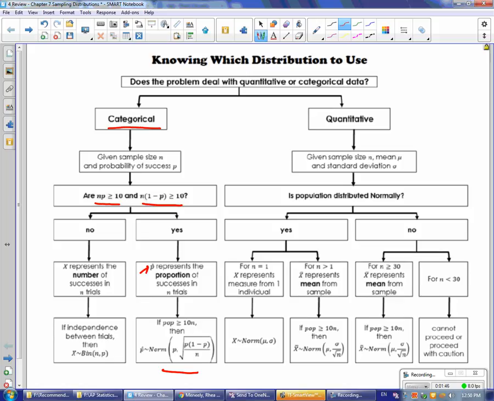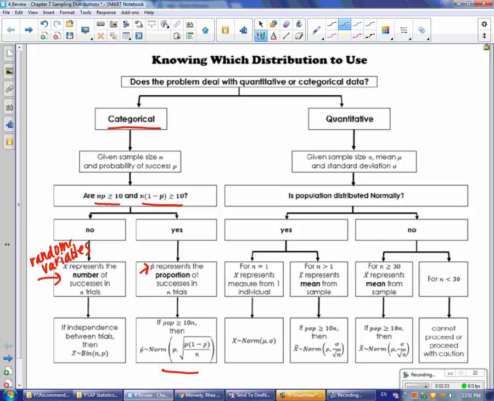And I want to make sure that I define my random variable as p hat and as a proportion. So this column or this row is all of my random variables. So when you're asked to define your random variable, this is how you want to do it. So here I would say p hat represents a proportion of successes in my trials.